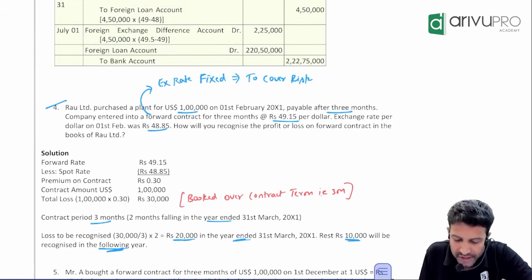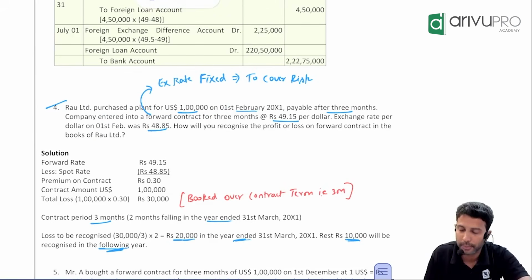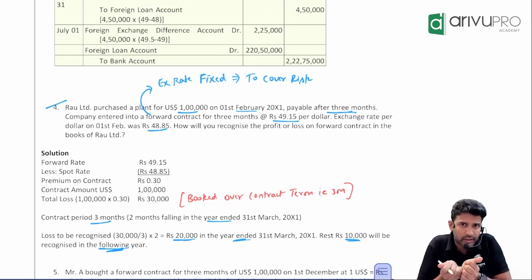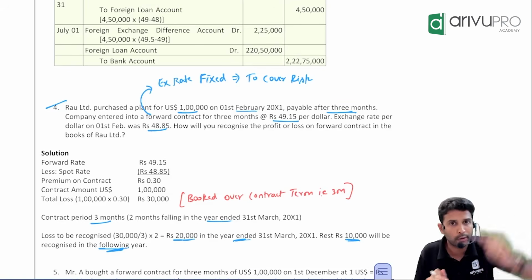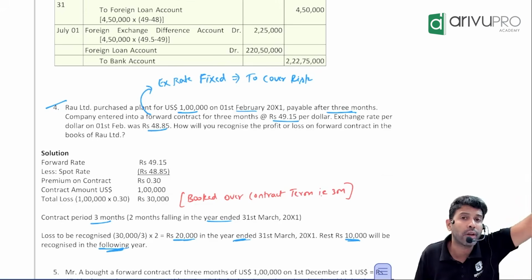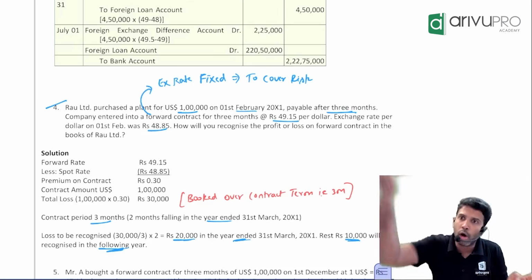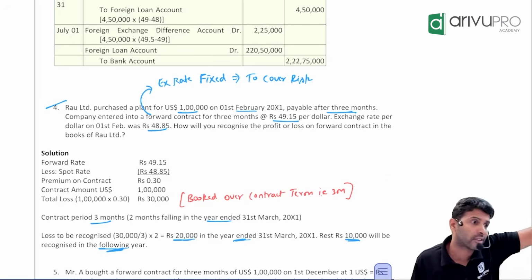Rao Limited purchased a plant for $1 lakh on 1st February, payable after 3 months. Sir, if you have purchased an asset in foreign currency, you will have to pay the foreign vendor. When? Today or after 3 months? After 3 months, we may pay more or we may pay less because of forex fluctuation.